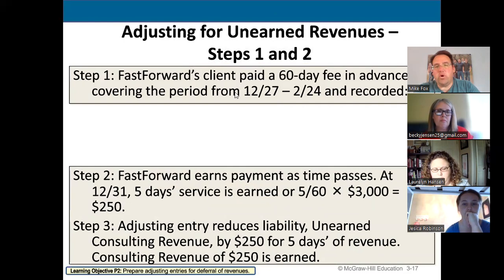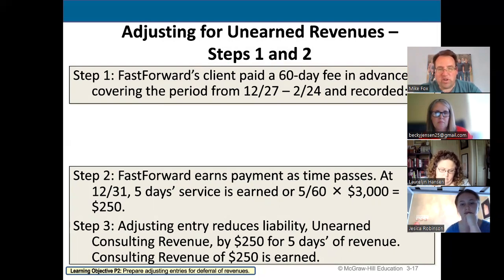So if this started on 12/27, and now we're doing the adjusting entry at the end of the month, you'll notice adjusting entries are always done at the end of a period, usually a month, okay? Then we have to figure out, well, how many days worth of that did we earn? So 12/27 to 12/31 is 5 days. So they show it as 5 over 60 times 3,000, which they're saying 5 days, we've earned 5 days out of the 60 days.